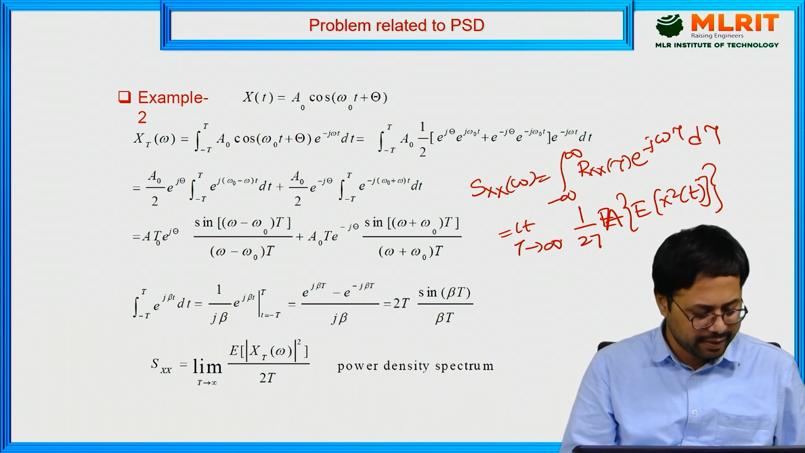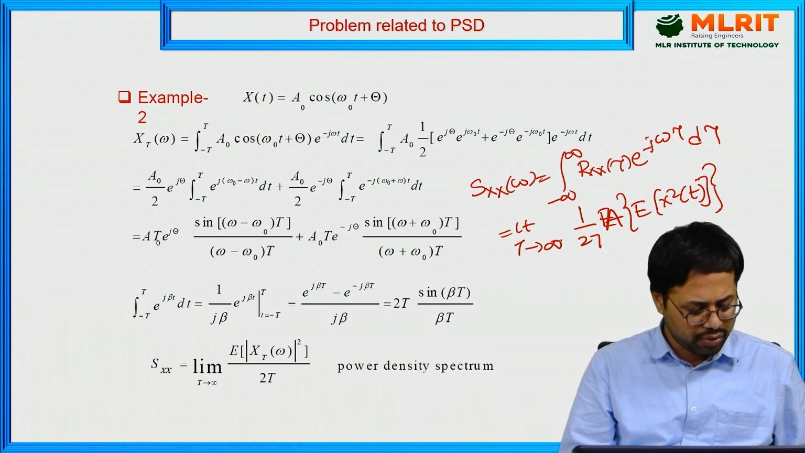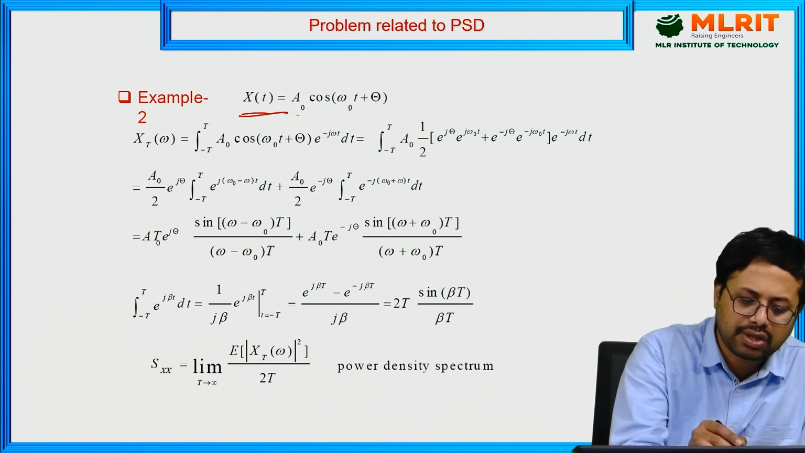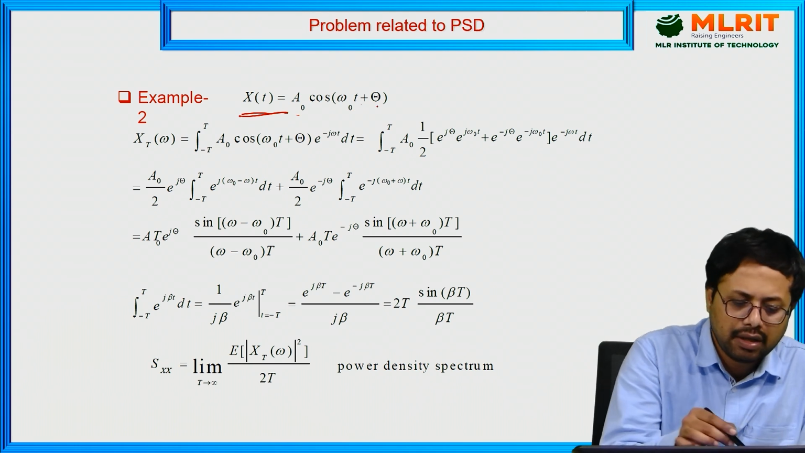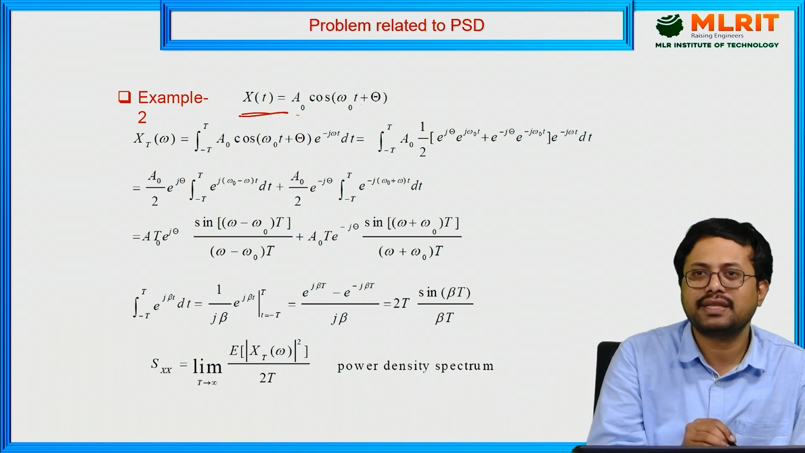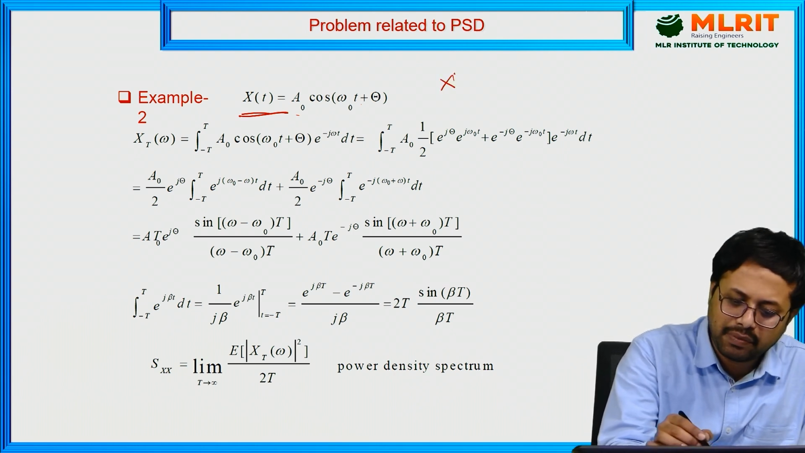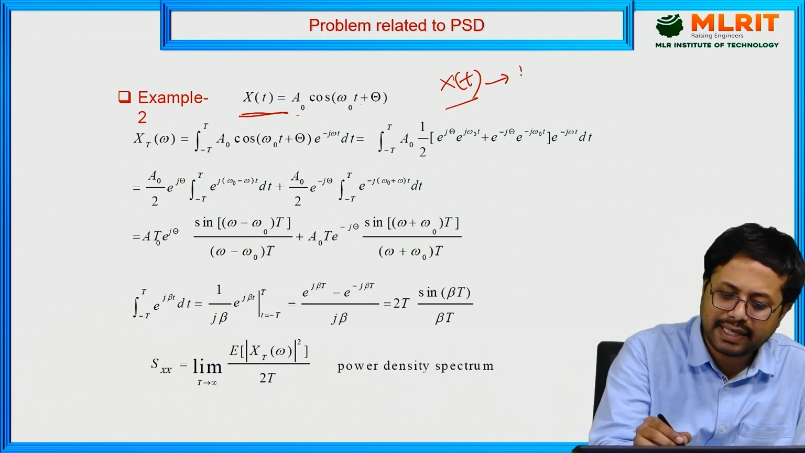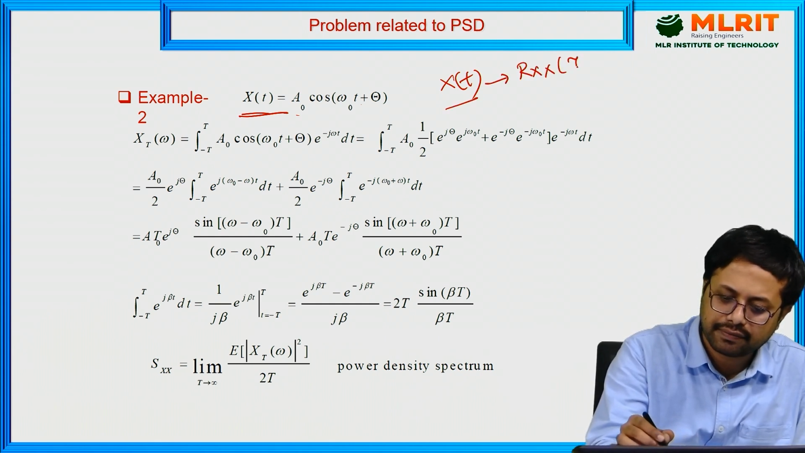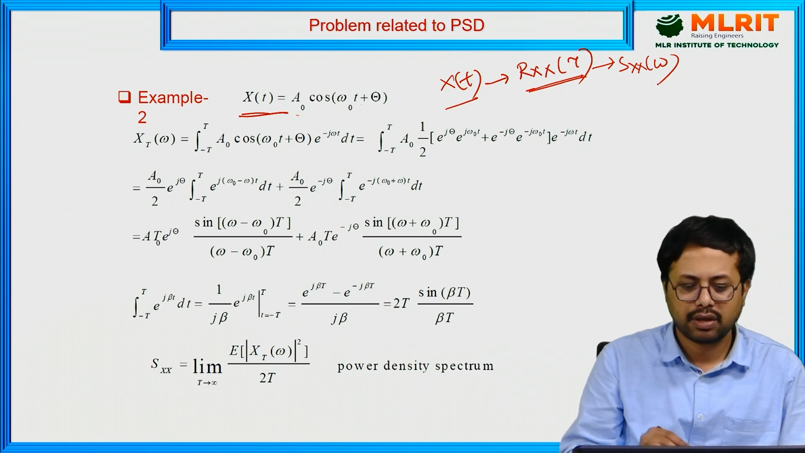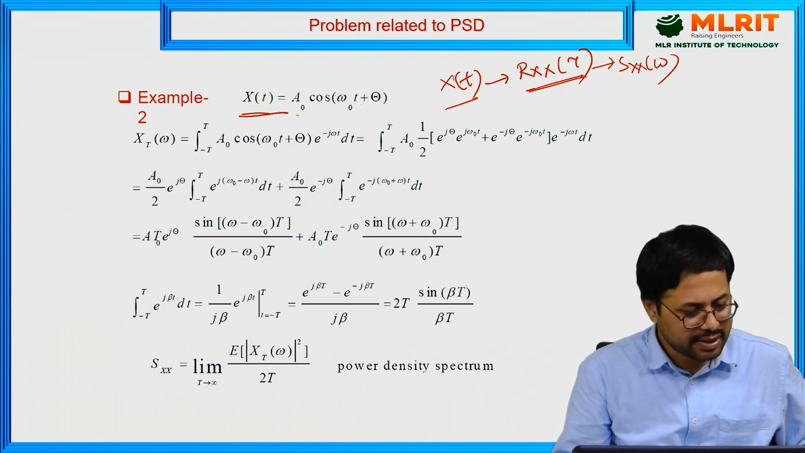Now, the question gives a random process x of t equal to A naught cos of omega naught t plus theta, and asks us to find the power spectral density. As I already said, whenever you have a random or deterministic signal x of t, first you have to calculate the autocorrelation function, and after that you solve for the power spectral density.